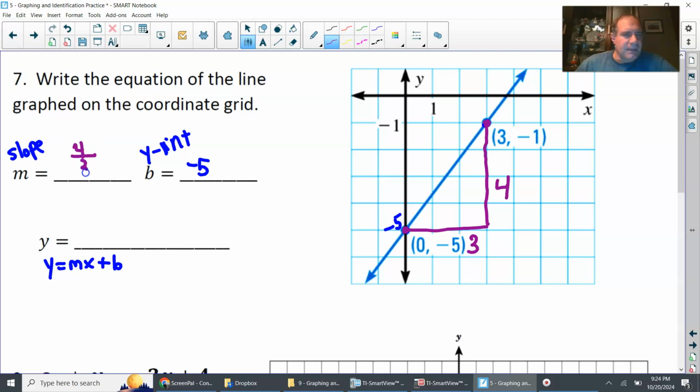It is a positive slope because it goes up from left to right. So this is 4/3x. Y equals 4/3x minus 5 is the equation of that line.